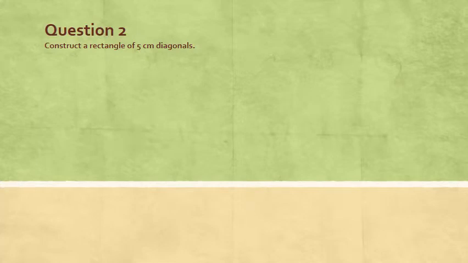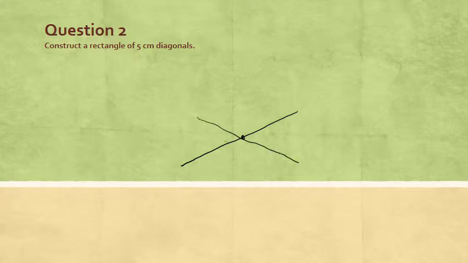We need to construct a rectangle of 5 centimeter diagonals. Jamil, remind us about the properties of the diagonals: they intersect in their midpoint and are equal. So I should draw a diagonal of 5 centimeter first. Its midpoint at 2.5. Another one also 5 centimeter. Both lines intersect in the midpoint, so this is equal to this, is equal to this, is equal to this.